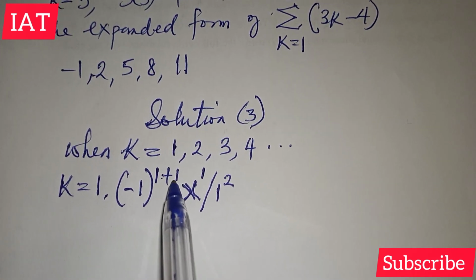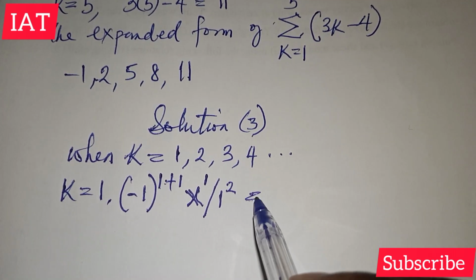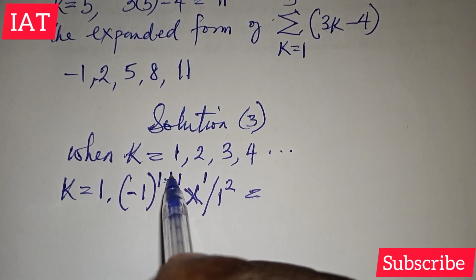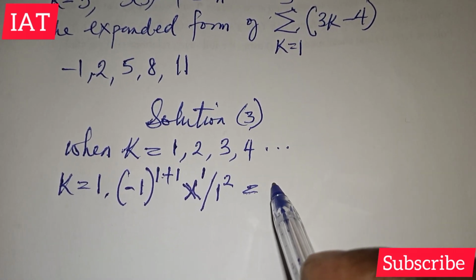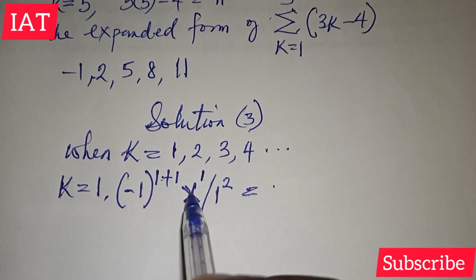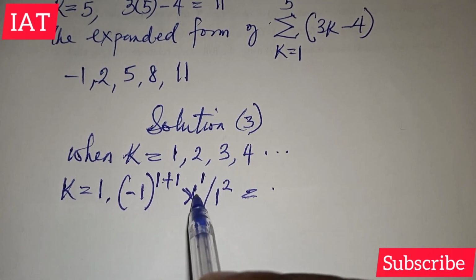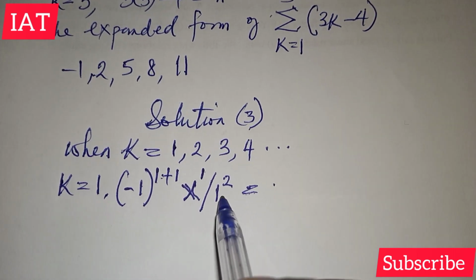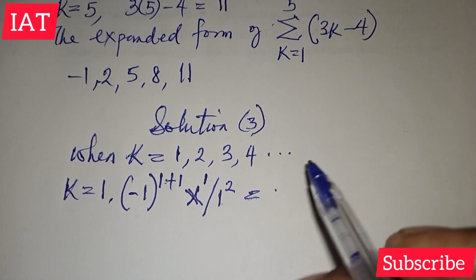So what will be the result by the time you evaluate this problem? Of course, 1 plus 1 is 2, and then we have minus 1 all squared, which gives us 1, because minus 1 times minus 1 is 1. And then 1 times x to the power of 1 is still x, because x to the power of 1 is x. So 1 times x is x, and x divided by 1, because 1 squared is 1, is x.